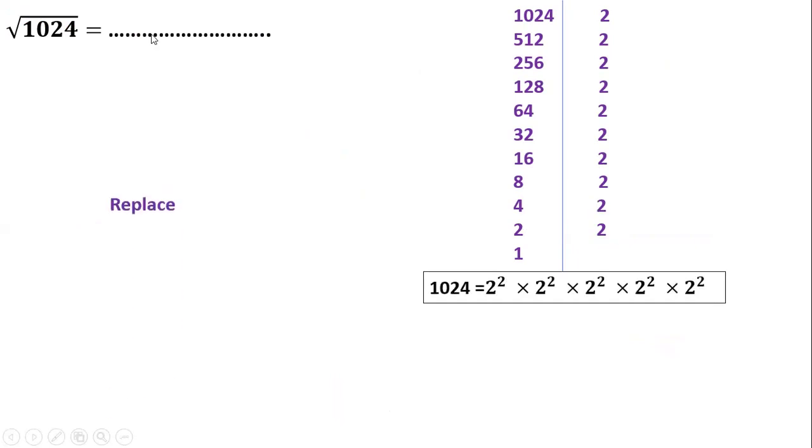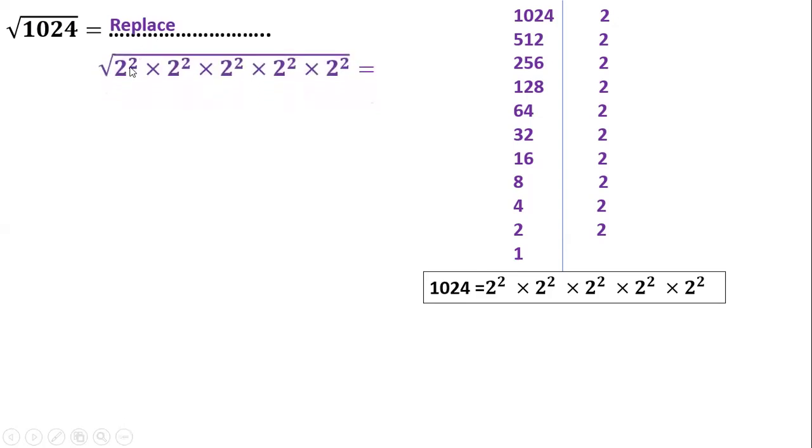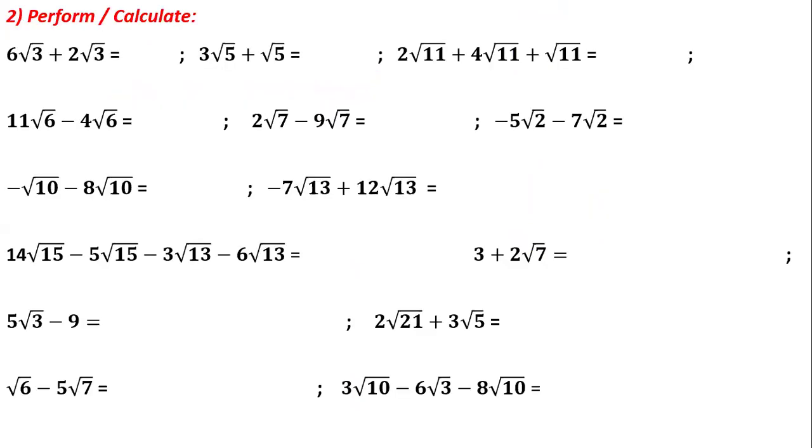We replace them inside the radical. Now, each 2 squared comes outside as 2. So this is the answer. If we multiply them, the answer is 32. So 1024, as you can see, can be written as a perfect square. It's 32 squared.